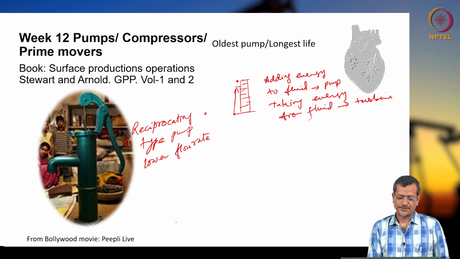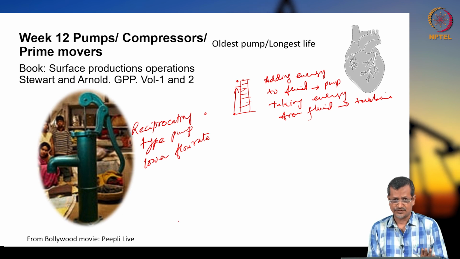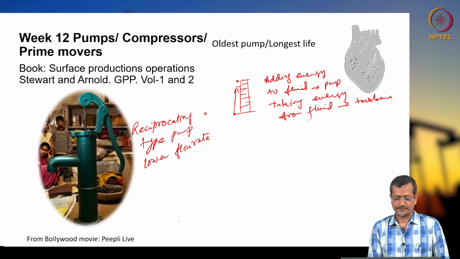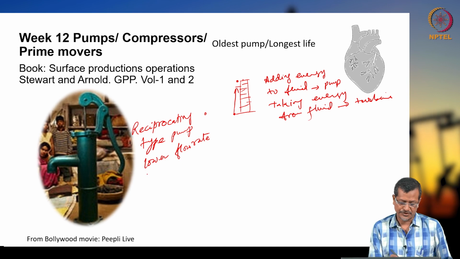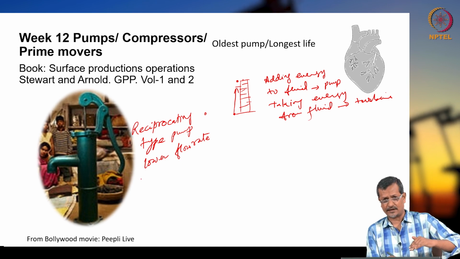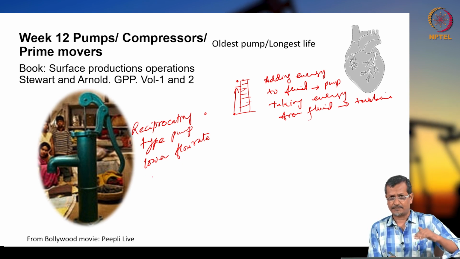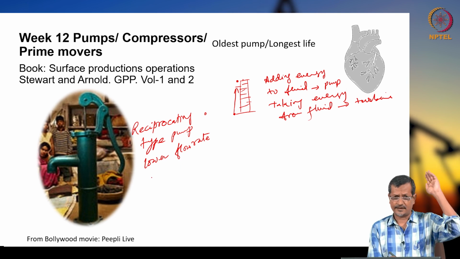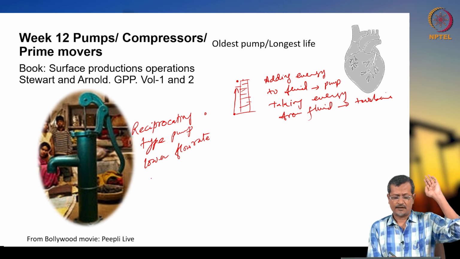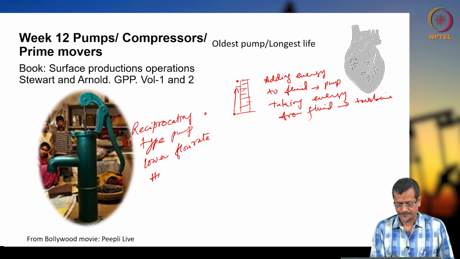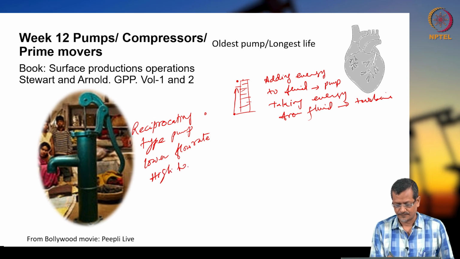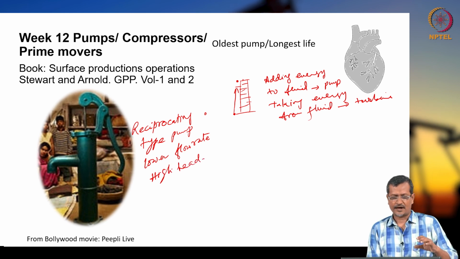Okay, so the reciprocating type pump is used for household applications. This is for lower flow rate applications, but it can develop a very high amount of pressure. The pump can lift to a very tall building, or a very high head, we say.